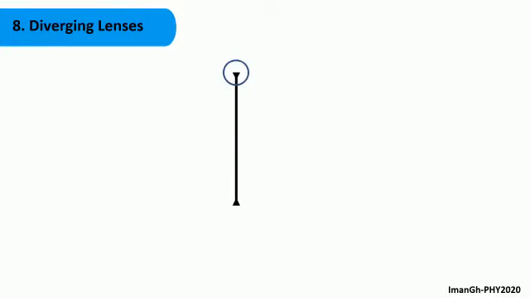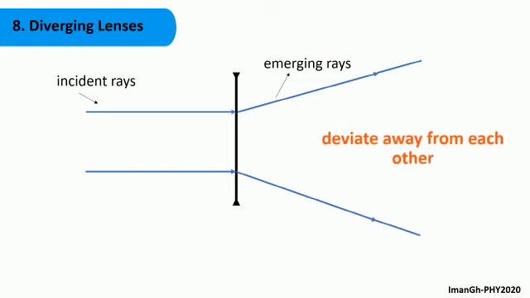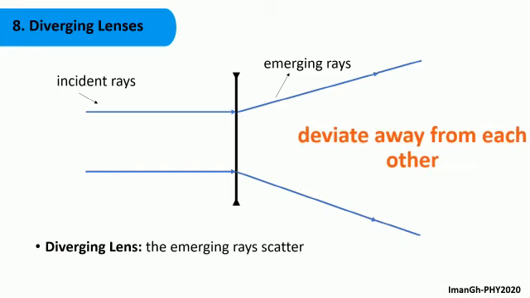This is the symbol of a diverging lens. Notice that the arrow is upside down. When light rays hit a diverging lens, they will deviate away from each other. So a diverging lens scatters light rays, and it's mainly used to diminish objects or make a smaller image of them.